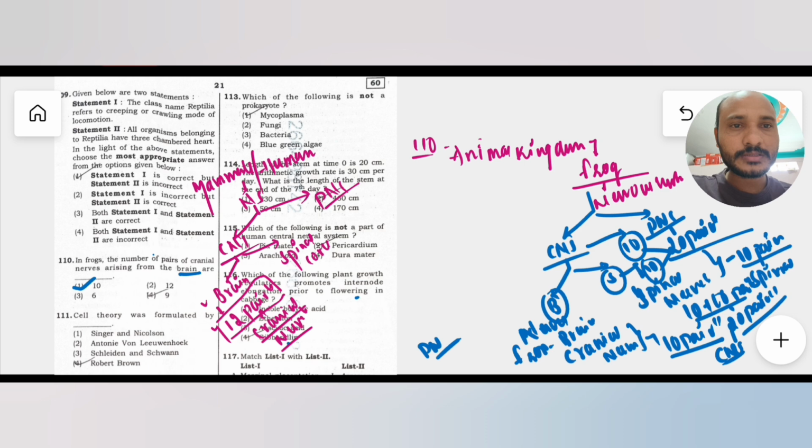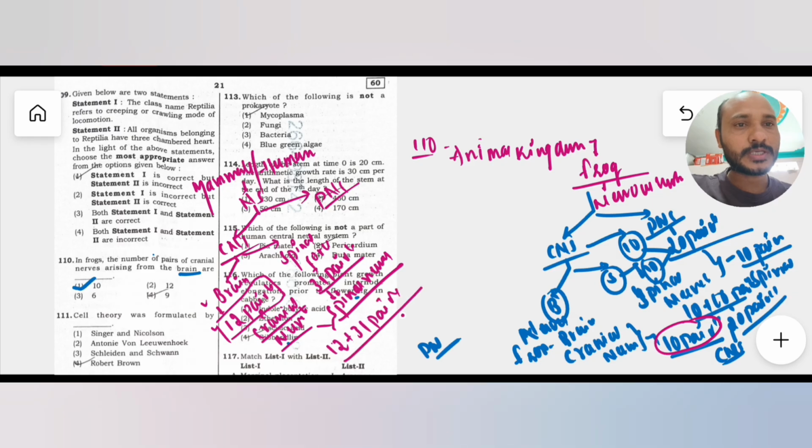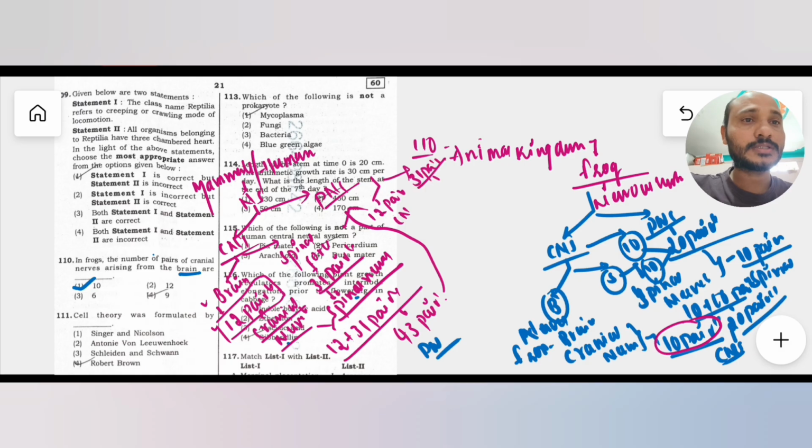Remember, in mammals or in human beings, there are 12 pairs of nerves which arise. But in frog, how many? 10 pairs of cranial nerves. But in human beings, 12 pairs. Okay, fine. And there are 31 pairs of nerves which arise from the spinal cord. Such nerves are called spinal nerves. So total 12 plus 31 pairs of nerves together make 43 pairs in the peripheral nervous system. So the peripheral nervous system contains 12 pairs of cranial nerves and 31 pairs of spinal nerves, total 43 pairs of nerves.